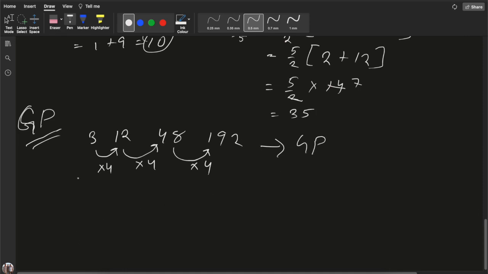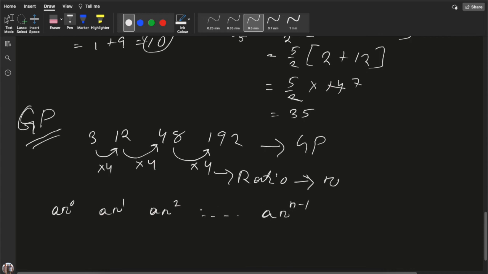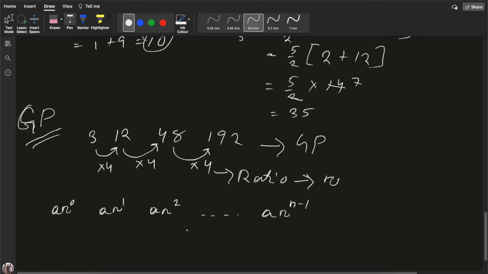Okay, so to generalize this formula, this multiple is also called the ratio. Let's say this is R. So I can write it like this: A into R to the power 0, A into R to the power 1, A into R to the power 2, till A into R to the power n minus 1. Why n minus 1? Because we are starting with 0, right?